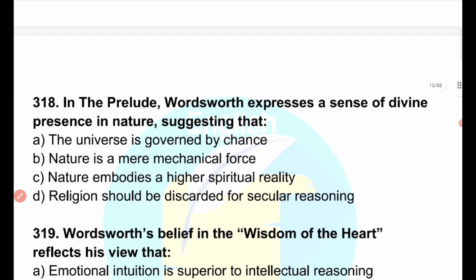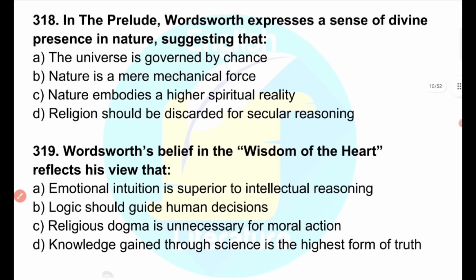In The Prelude, Wordsworth expresses a sense of divine presence in nature, suggesting that option C, nature embodies a higher spiritual reality. The Prelude describes nature as a teacher and a divine presence that shapes human life.